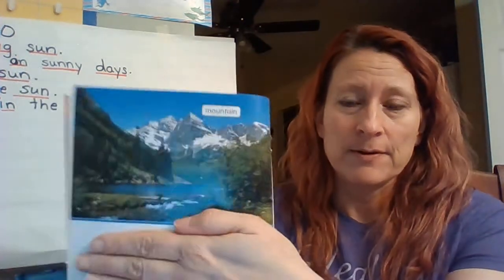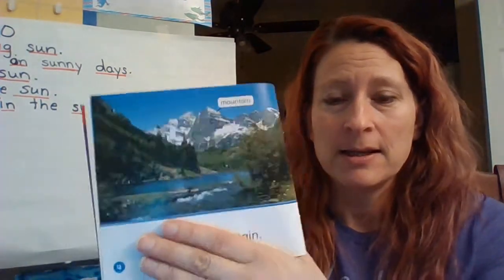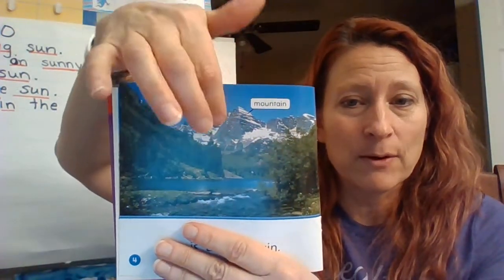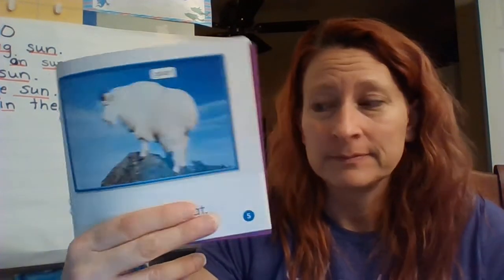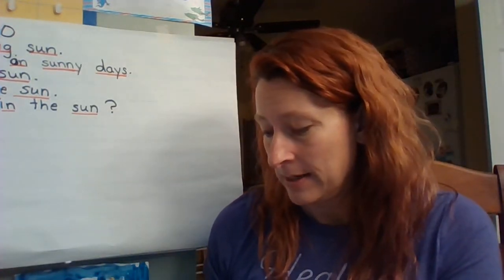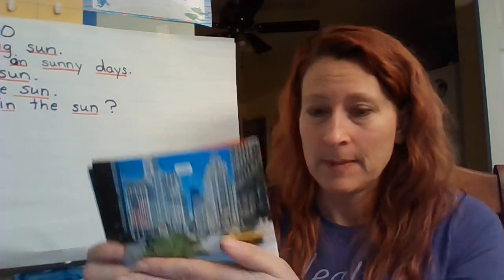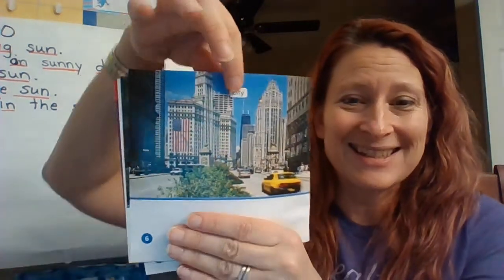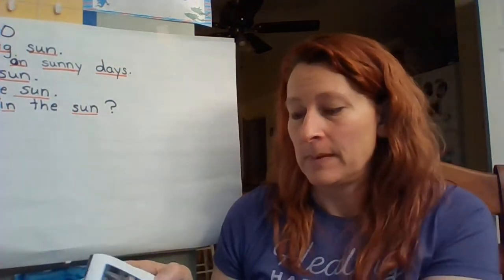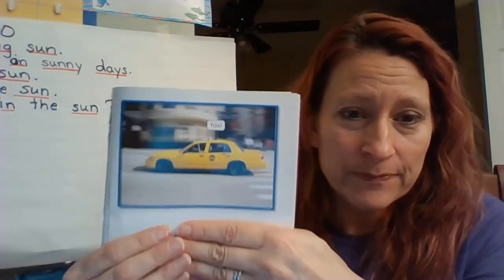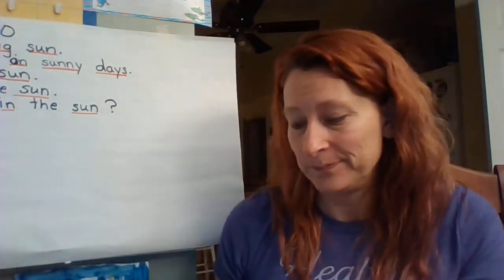Oh, there's the picture from the front, and that word says mountain. So that right there is a mountain. This animal is a goat. Ooh, there's what's on the title page, and that's a city. Starts with a C, but it has an S sound when you say city. And there we go. What do you think that is? Something you see in the city? It is a taxi. Very good.